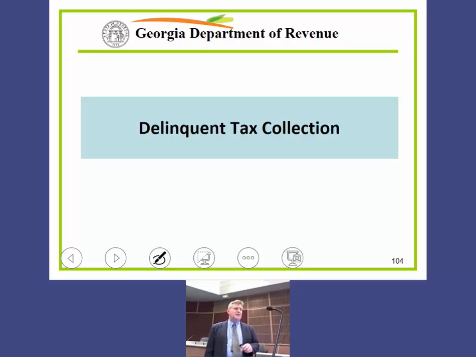Any questions on digest submission? The big thing to remember, most important, is the procedure for adopting a millage rate. Okay? That's kind of important.